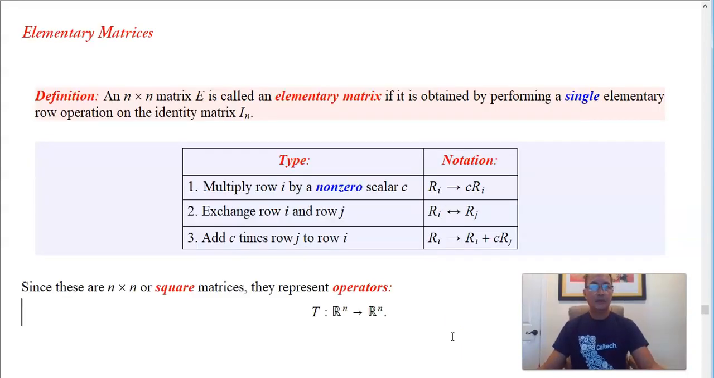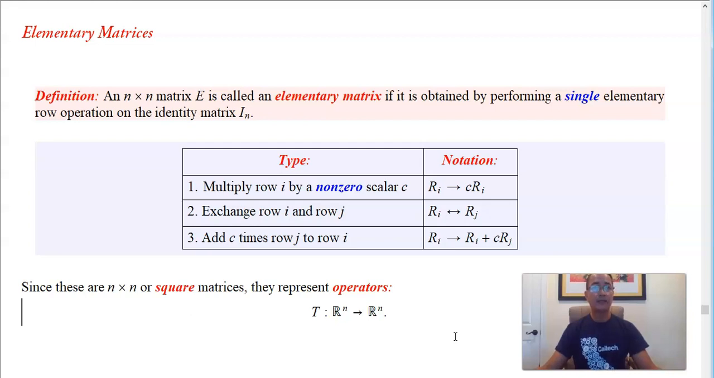Okay, so we're going to look at a special family of matrices, which are called elementary matrices, and we're going to define them first in general, but we're also going to look at what they do on the Euclidean plane, R2. An n by n matrix E is called an elementary matrix if it is obtained by performing a single elementary row operation on the identity matrix I sub n.